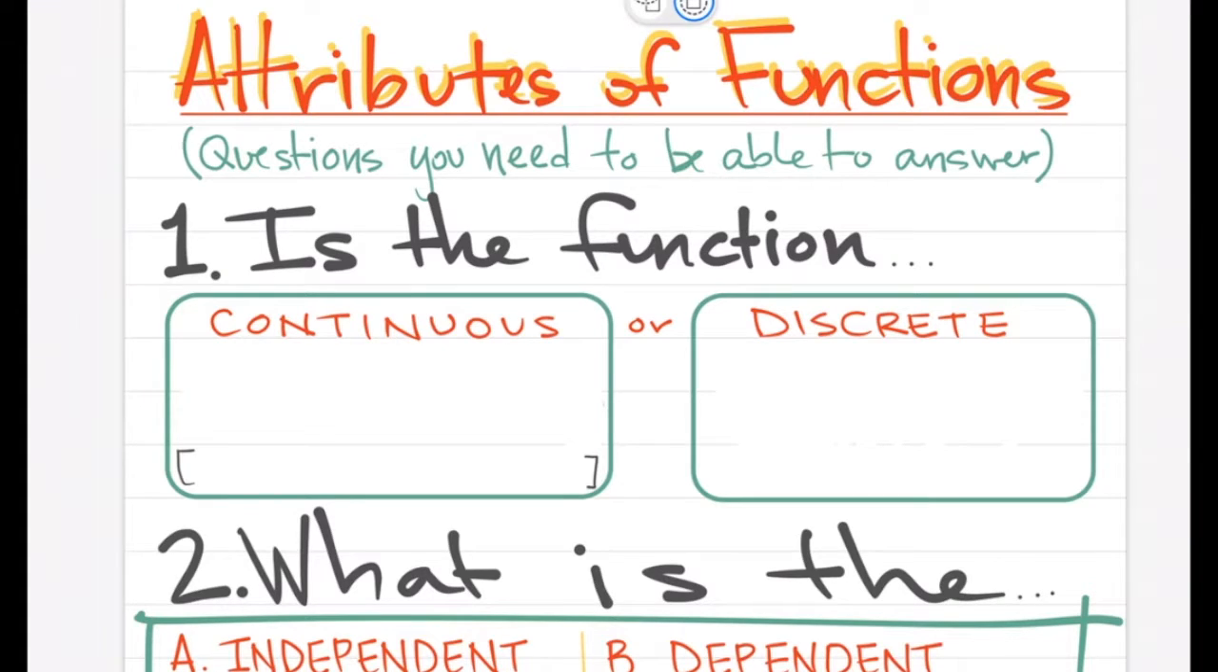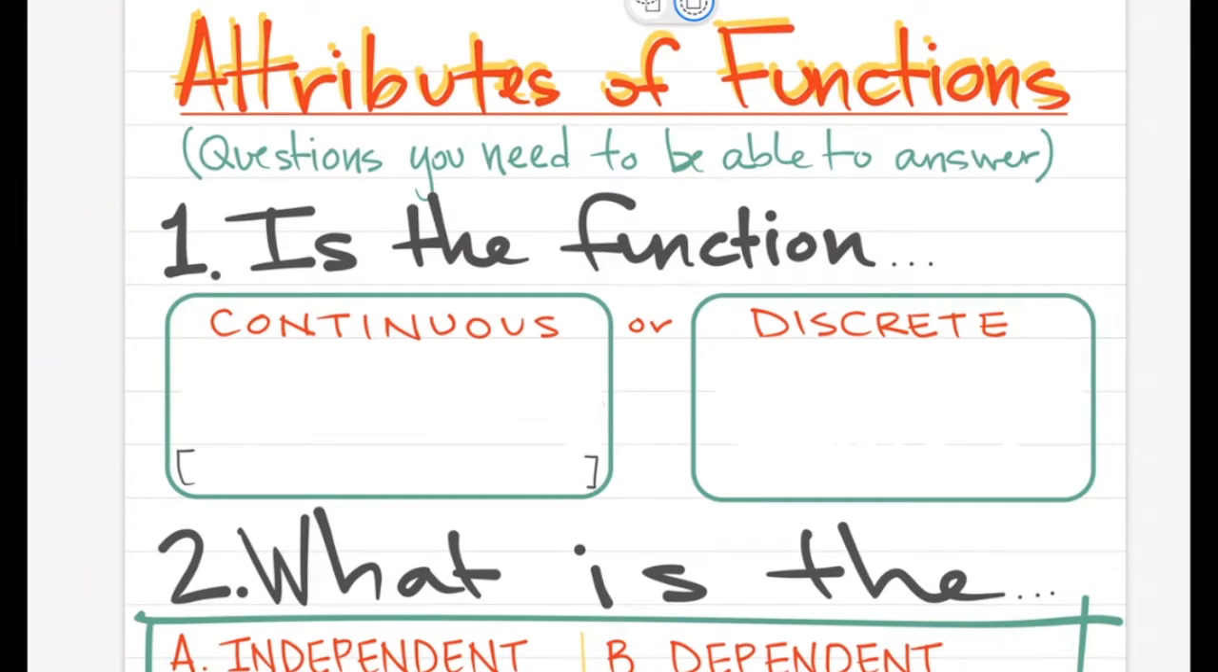Last video, we talked about functions in general and how to tell whether a relation is more specifically a function, because it's reliable. You can reliably predict an outcome from an input. So we're going to talk about more attributes of functions that you need to be confident about discussing in different scenarios or just mathematical representations of functions.